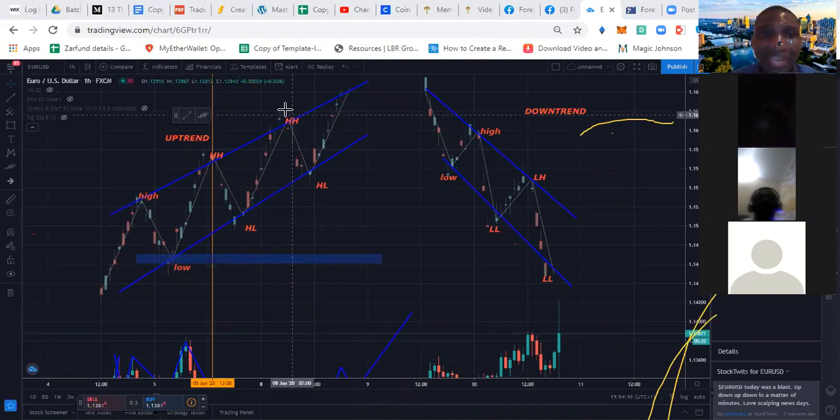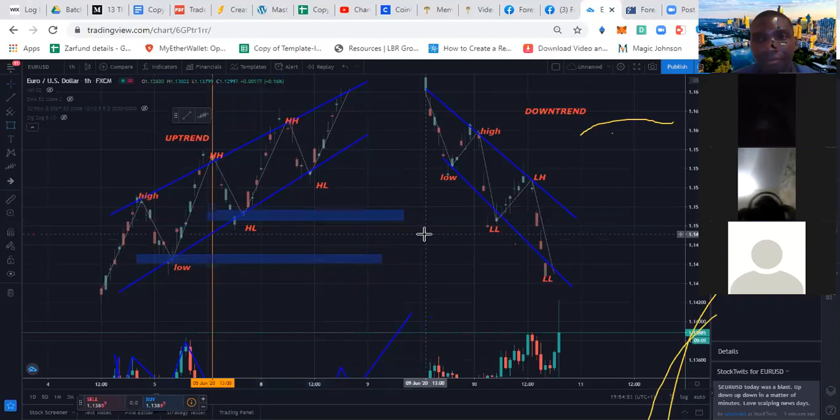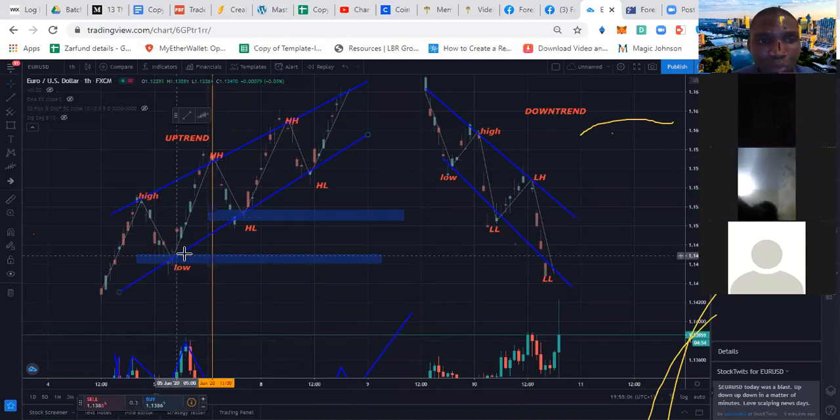So when you see another high created, the structure will now move to this point, the point of the next pullback. Okay, so it's called a recent low. This is the most recent low. Now, when price was here, this was the recent low. When price has pulled back now, gone to this point, this is now the recent low.